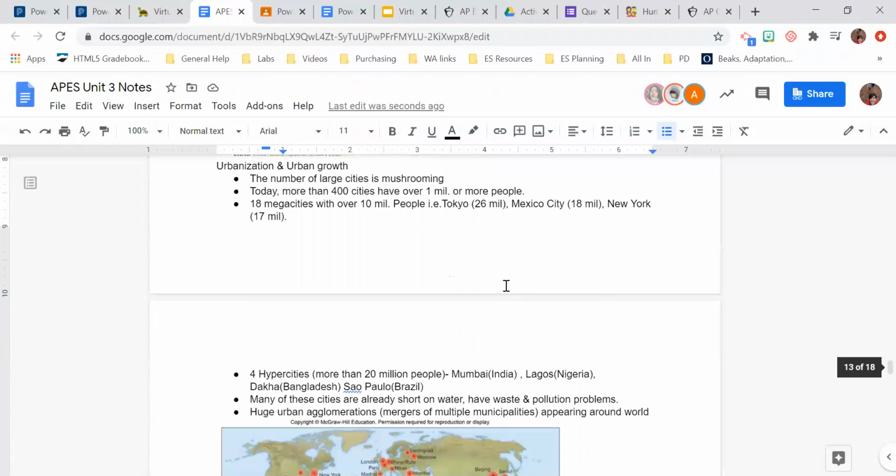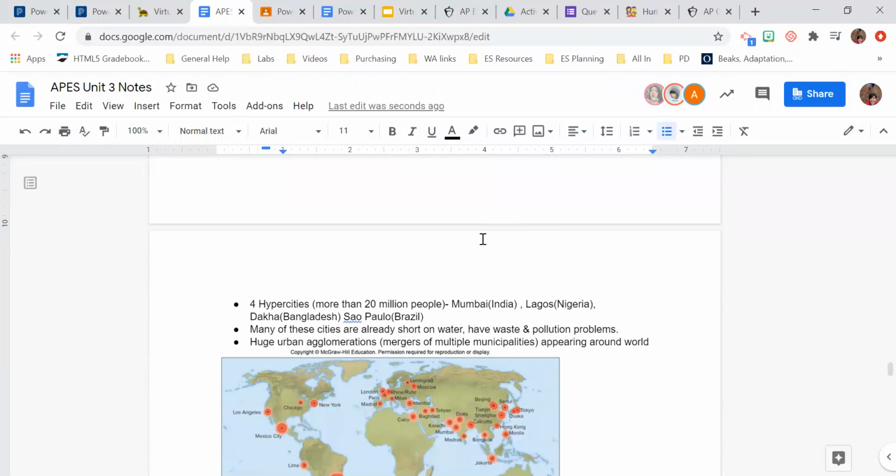All right, now, the number of large cities is mushrooming. Today, more than 400 cities have over 1 million people. There are 18 what we call megacities, a city with over 10 million people. Tokyo, Mexico City, and New York are some good examples. And then there are 4 hypercities. Hypercities have more than 20 million people.